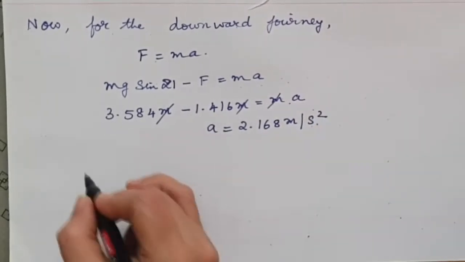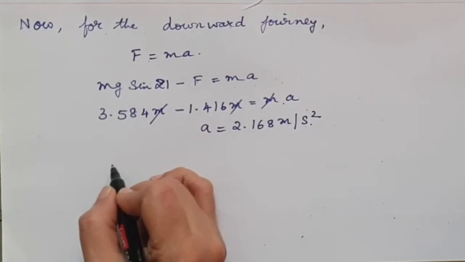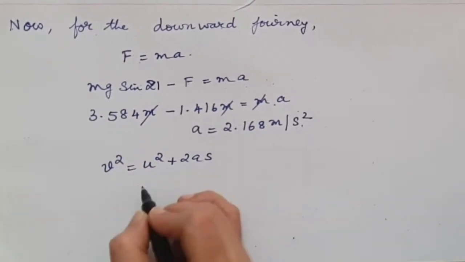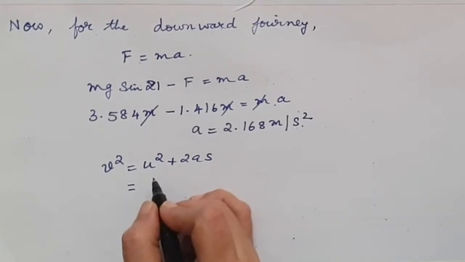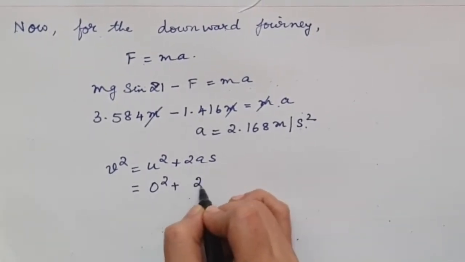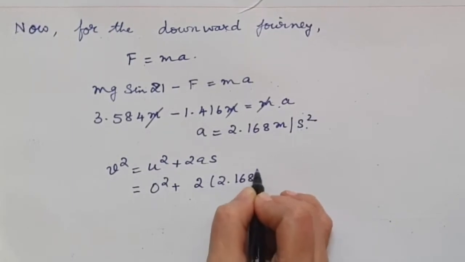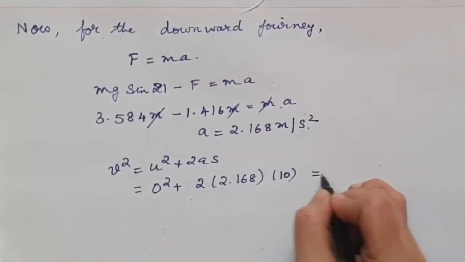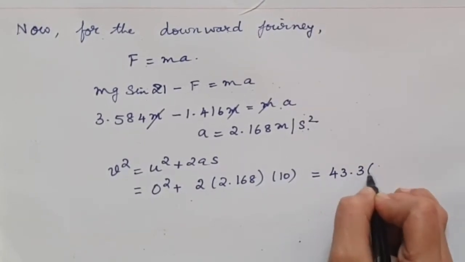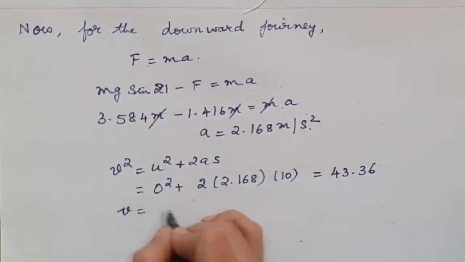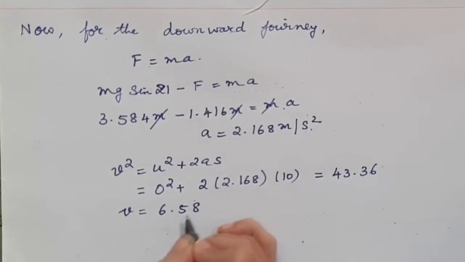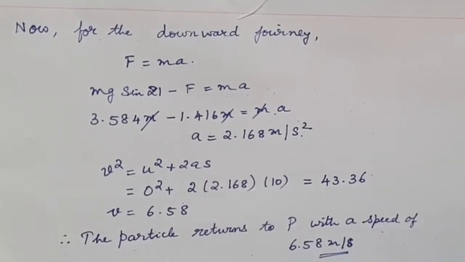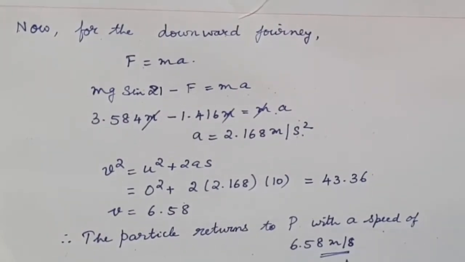Now to calculate our final velocity, we can use the formula v squared equal to u squared plus 2as. So that will be equal to 0 squared plus 2 into 2.168 into 10. This will give us 43.36, so v will be equal to 6.58. Therefore, the particle returns to P with a speed of 6.58 meters per second.